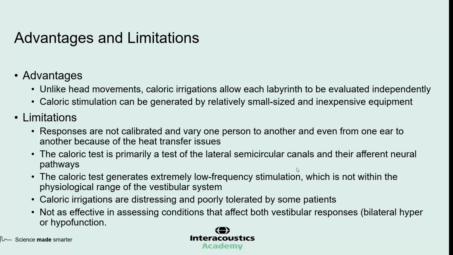Finally, what makes it really attractive for unilateral losses, which means comparing the right and left ear, is actually a limitation when it comes to abnormalities that affect both vestibular systems simultaneously. For example, for patients who have bilateral hyperfunction or hypofunction, caloric testing is not the most effective test for these patients.